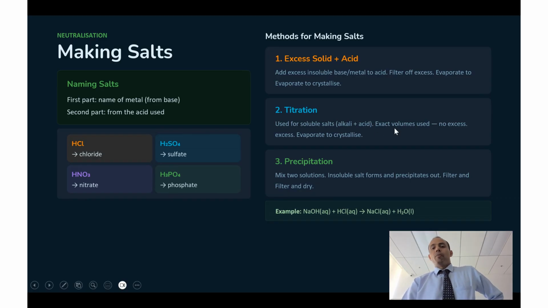Methods for making salts. Solid plus acid: add excess base or metal to acid, filter off the excess, and evaporate to crystallize. Titration is used for soluble salts, with exact volumes used and no excess. Evaporate to crystallize. Precipitation: mix two solutions, the insoluble salt forms as a precipitate, then filter and dry it.